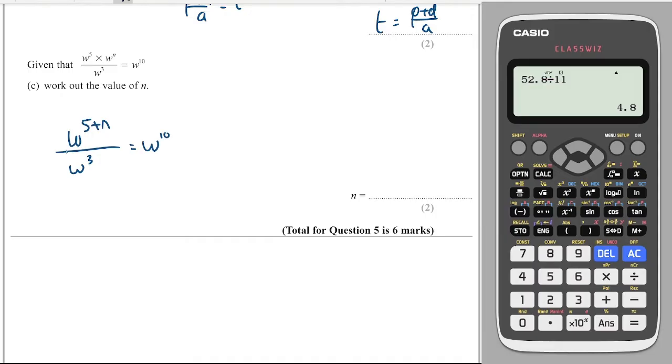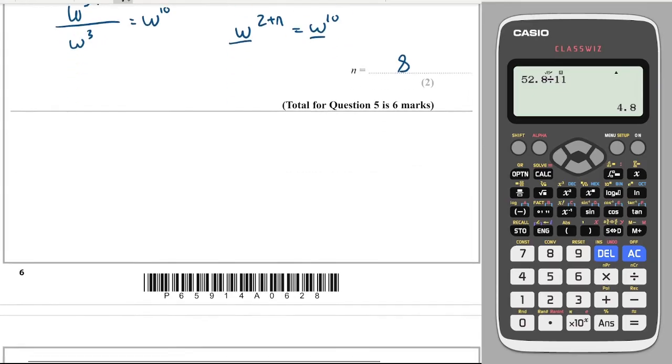Now, when I divide w's, I'm going to subtract the powers. So this will give me w to the 5 plus n minus 3 equals w to the 10, which is the same as w to the 2 plus n equals w to the 10. And because these w's are the same, the powers must be the same because there's an equal sign between them. So we can see that n is equal to 8 because 2 plus 8 equals 10.